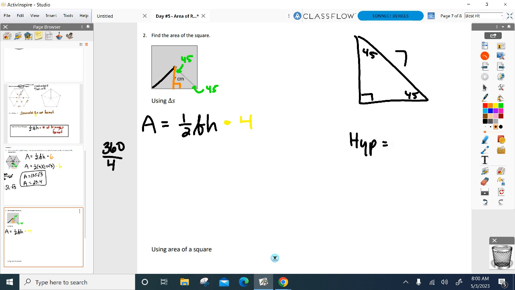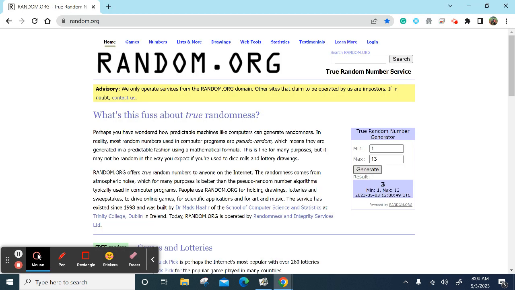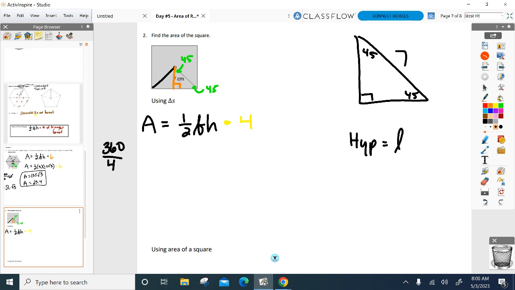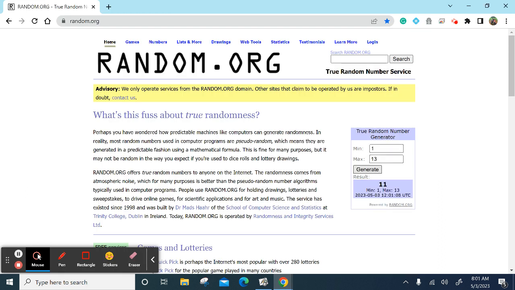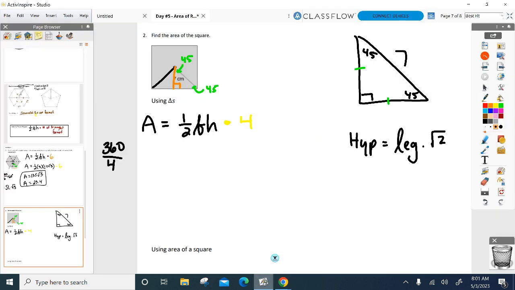How do you find the hypotenuse in a 30, 60, 90? Sorry, 45, 45, 90 again. What was the rule? Remember the rule, Spence? Leg times radical 2. Yep. And when we find it, remember, these are both congruent to each other. They're both congruent. All right, what is the hypotenuse in this diagram? I already know it. 7. Okay, everyone ready? 7 equals my leg times radical 2. I need your help.